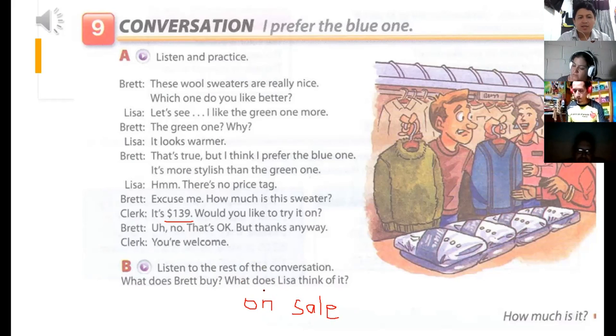So let me ask you, what does Brett buy? What does he buy? Anybody over here who can help me? What does he buy? I think it's a shirt. Yeah, it's a shirt, correct. And what does Lisa think of it? Does she like it, or she says it's okay, or does he have a good color? Does he combine with the rest of the clothes? Something like that? Anybody? Please, thank you, Mr. Francisco, right? All right, if you don't remember, let's listen again, please. Listen again, all right? And please take notes, all right? Take notes. So here we go.